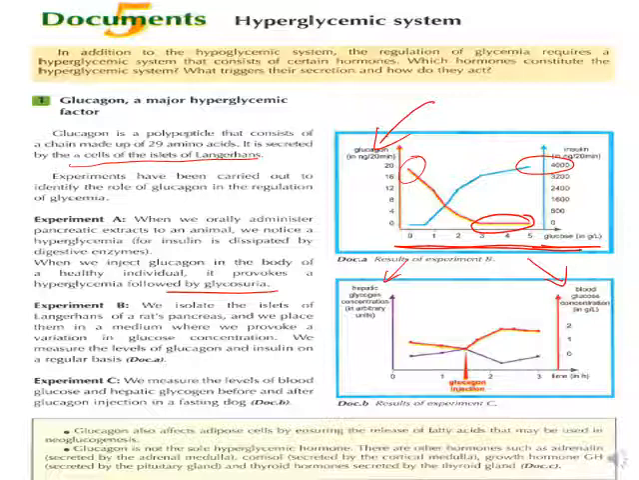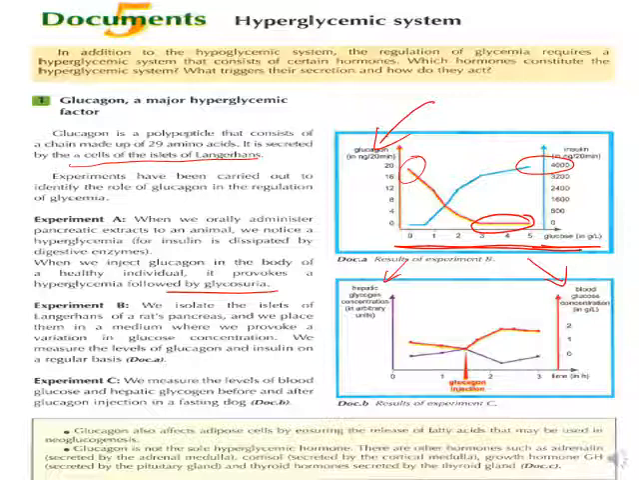This indicates that glucagon acts on the hepatic cells to promote the digestion of glycogen into glucose by the process called glycogenolysis. So therefore, we can say that glucagon is a hyperglycemic hormone. It acts on hepatic cells to increase blood glucose level. Okay?